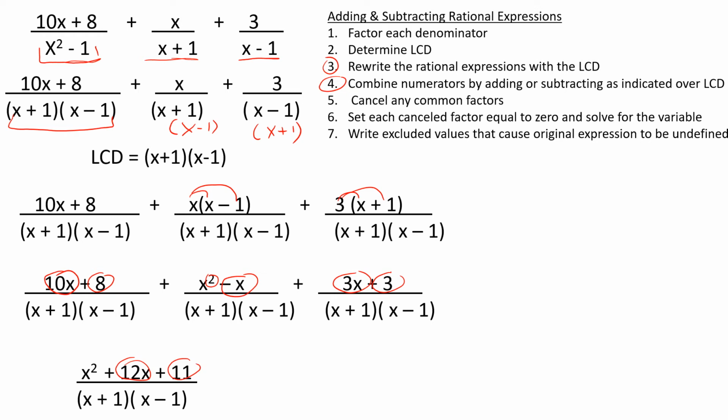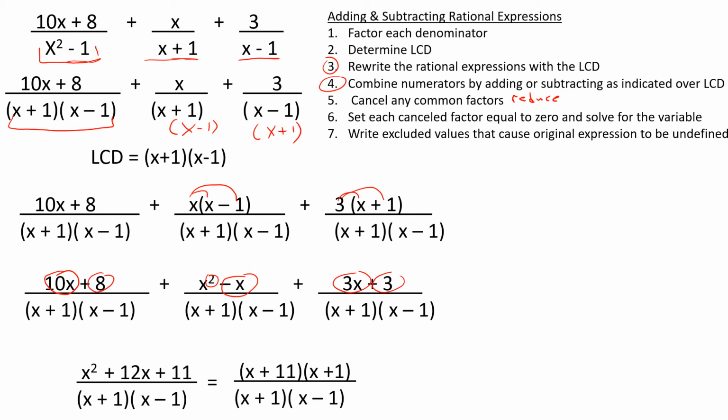And so now I have simplified, and now I want to cancel out any common factors. Well, remember, canceling out common factors, what you're basically saying to yourself is, can this fraction be reduced? If they have a common factor, they can be reduced. Well, the denominator is already factored, but the numerator is not. So you're going to have to factor that numerator.